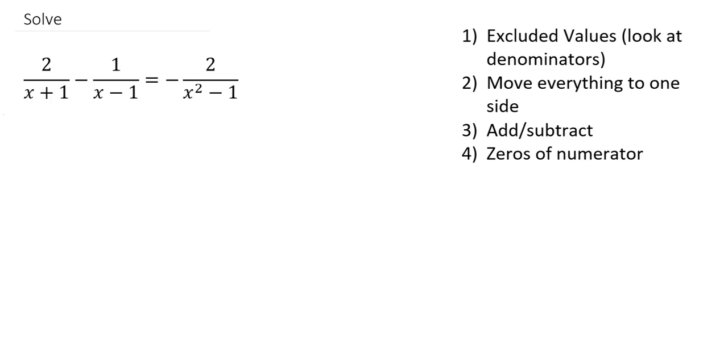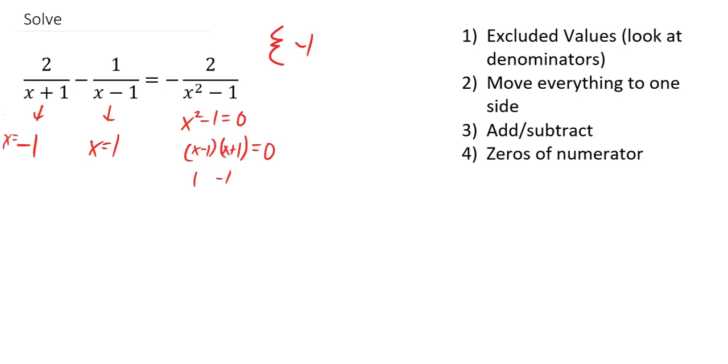In this one, first I look for the excluded values. So what makes this denominator come out to 0? Well, if x is negative 1. What makes this 0? Well, that's if x is 1. And what makes x squared minus 1 equal to 0? Well, I can find the zeros by factoring. Oh, you know what? It's just going to be 1 and negative 1. So my only excluded values are negative 1 and 1.